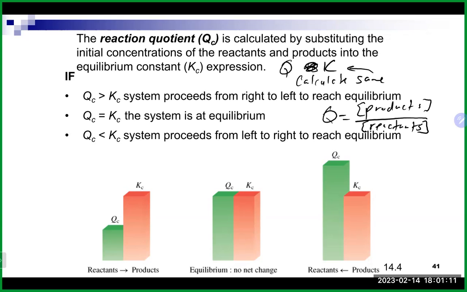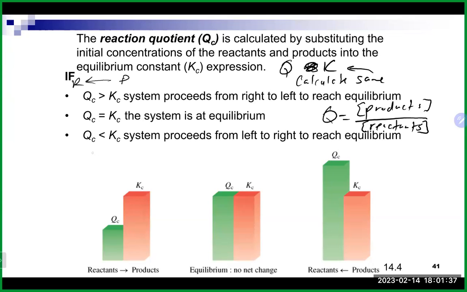And if you calculate Q and it is less than the Kc value, you are not at equilibrium. And in order to reach equilibrium, you need to make more reactants. So if you line up Q on the left and K on the right, it goes opposite of where that is pointing. So you need to make more reactants. If you calculate Q and it equals the Kc value, then you're at equilibrium.